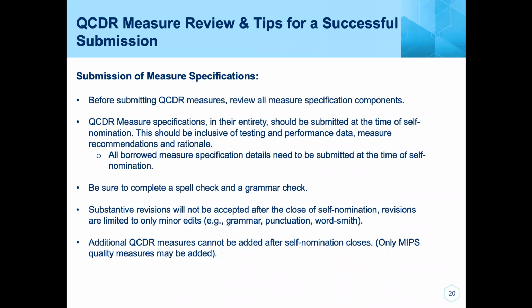Substantive revisions will not be accepted after the close of self-nomination. Revisions are limited to minor edits, such as grammar, punctuation, wordsmithing, etc. Also, please note that additional QCDR measures cannot be added after self-nomination closes. So after that September 1 deadline, MIPS measures such as quality measures and eCQMs may be added after that deadline. Next slide, please.